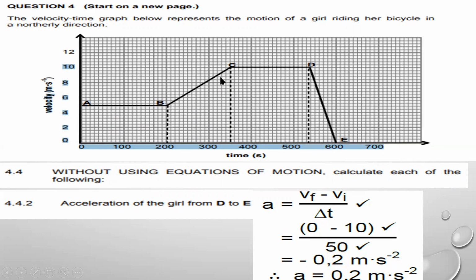If they ask from B to C, it's the same process, but you will get positive because 350 minus 200 is 150. 150 over 5, because 10 minus, okay, sorry, 10 minus 5, so 150 over 5. Yeah, you are getting positive acceleration.